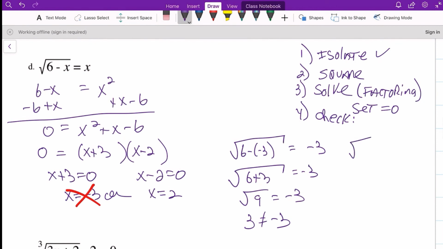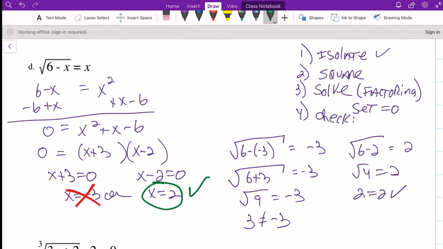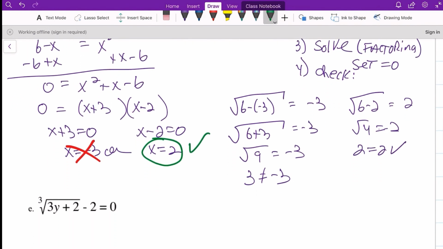So if we have the square root of 6 minus 2 equals 2, and 6 minus 2 is 4, so we have the square root of 4 equals 2, and 2 equals 2, so that does check out. So this one is good. All right, that one wasn't too bad. And we've got one more example.